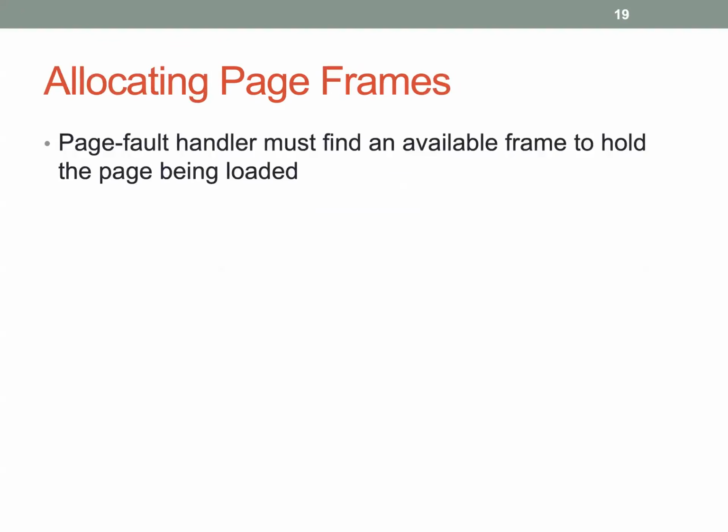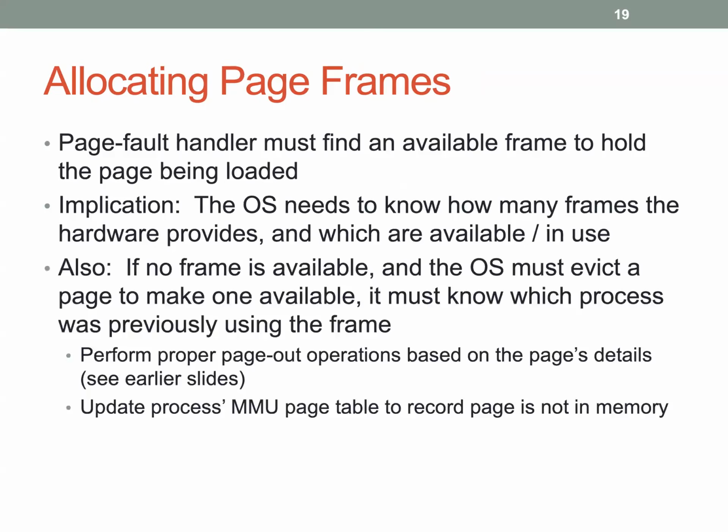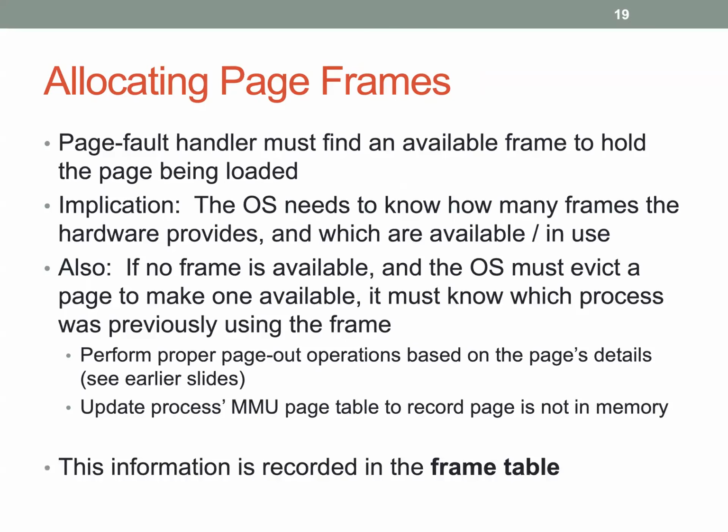All right. Frame allocation. The handler has to find a frame to hold the page being loaded, and so the OS needs to know somehow how many frames are available and which ones are in use by processes and so forth. This is the purpose of the frame table. And if no frame is available and the OS has to evict a page to free up a frame, it needs to know what process was using the frame. And so this is all what's supposed to go in the frame table.